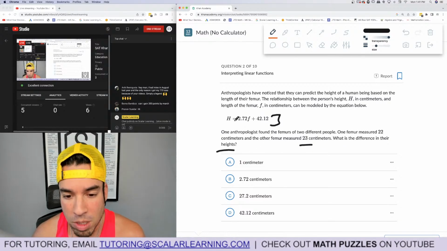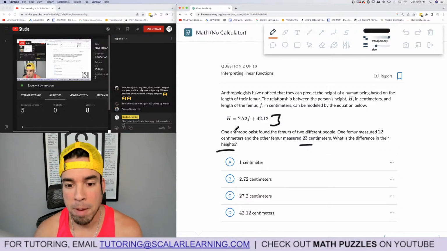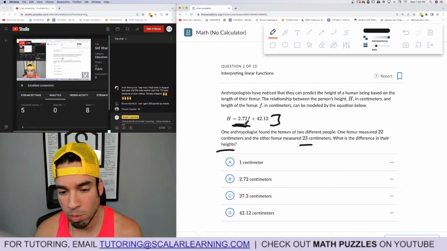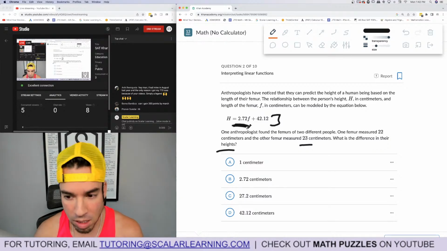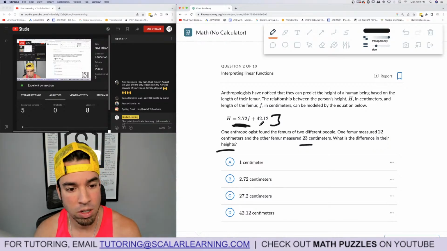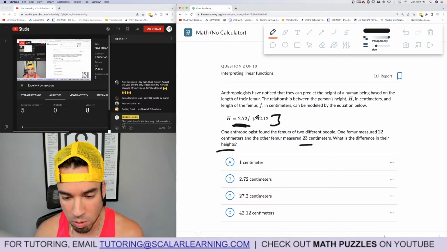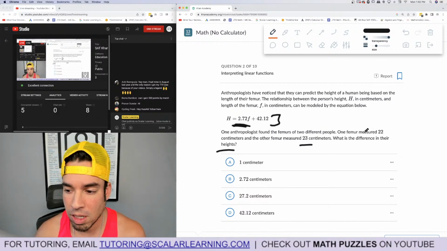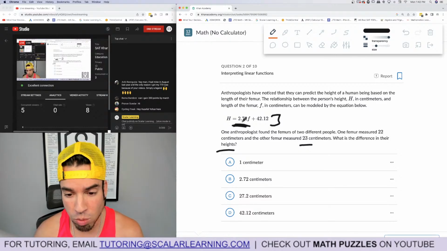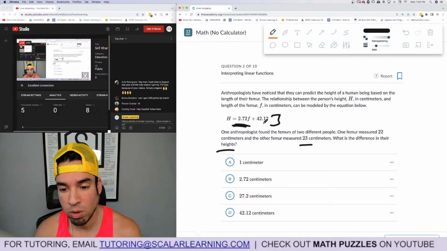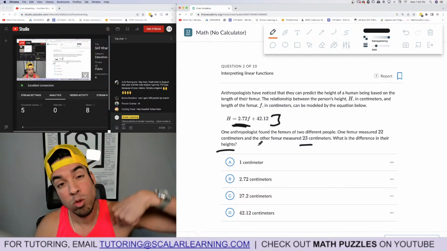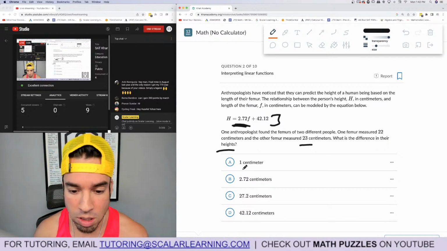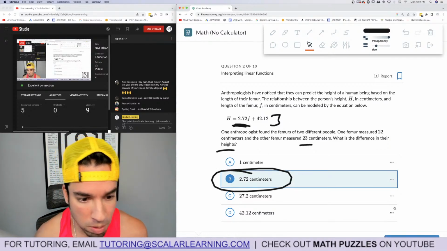So it's going to be 2.72, all right? Now, obviously, if there's a calculator, you could plug it in, but here's the thing. The rate of change, this is the slope, which is 2.72. The height changes 2.72 centimeters or whatever for every 1 centimeter that the femur changes. Now, a different example, since 22 and 23 is easier to process, would be 1 and 2, right? If I plug in 1, I get 2.72 plus that. If I plug in 2, I get 5.44 plus that. So I'm incrementing by 2.72. So the difference in the height is B. Boom, done.